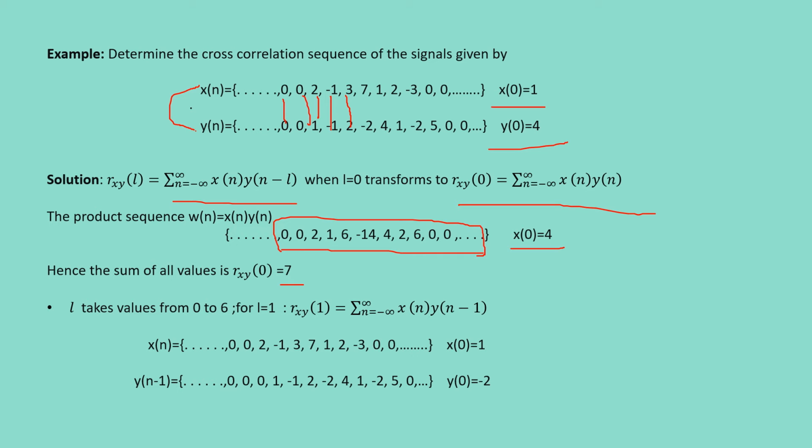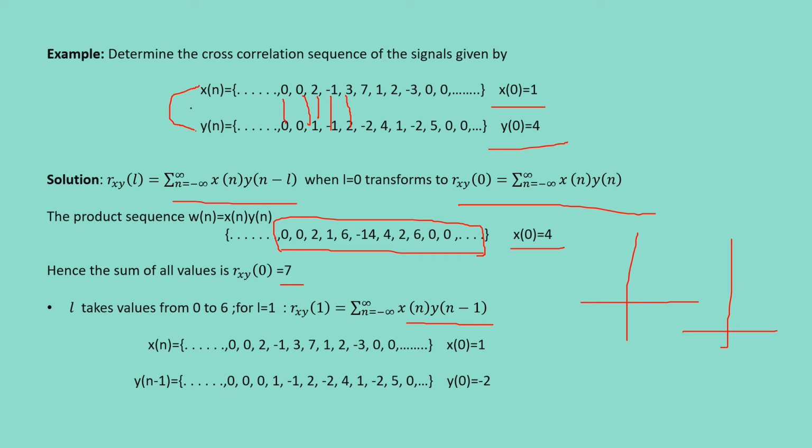Let us put all other values of L. When L equals 1, the equation becomes x of n into y of n minus 1, where n takes values from minus infinity to infinity. In the previous case, x of n and y of n were the same. I mean, they were not shifted, they were kept constant. In this situation, x of n has remained constant and y of n is shifted by 1 unit.